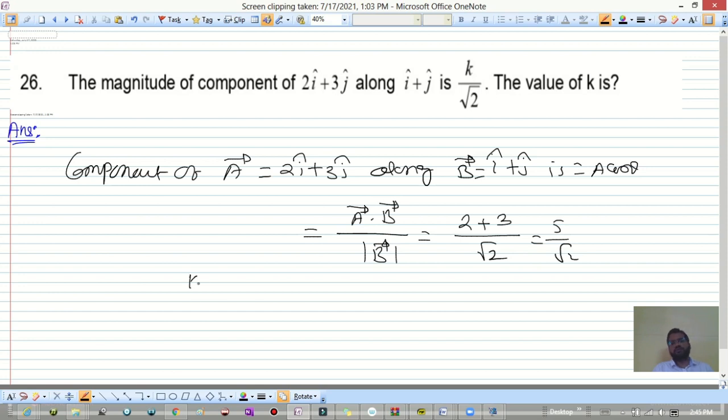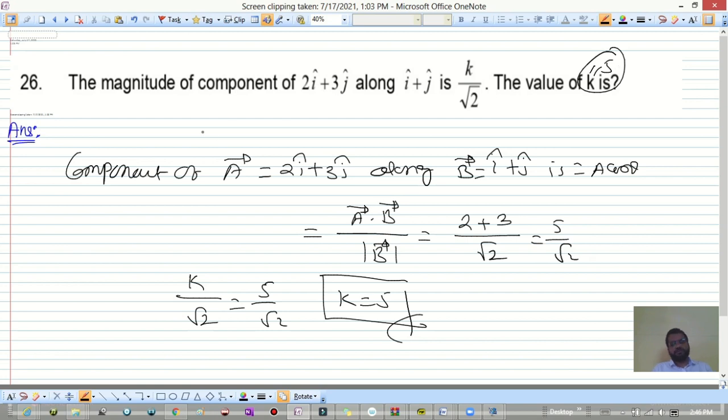So you have to compare it with k by root 2, which is equal to 5 by root 2. So what is the answer? K is equal to 5. So the value of k over here is 5. I hope this is clear to you all.